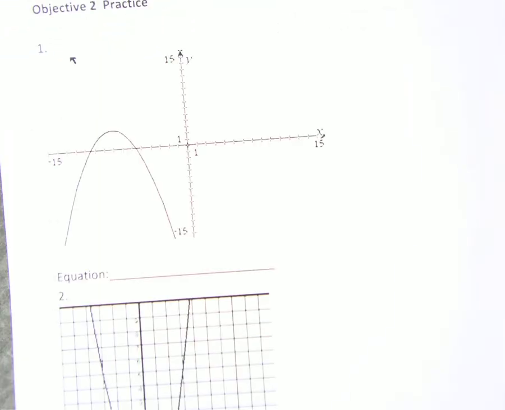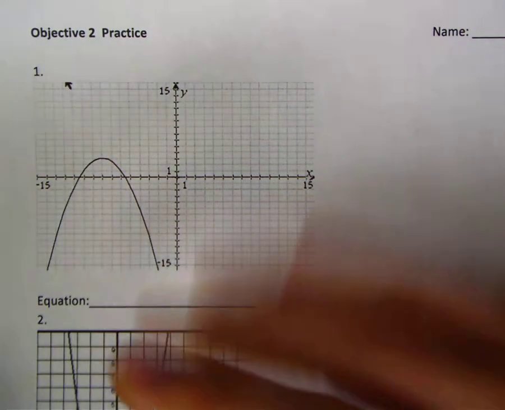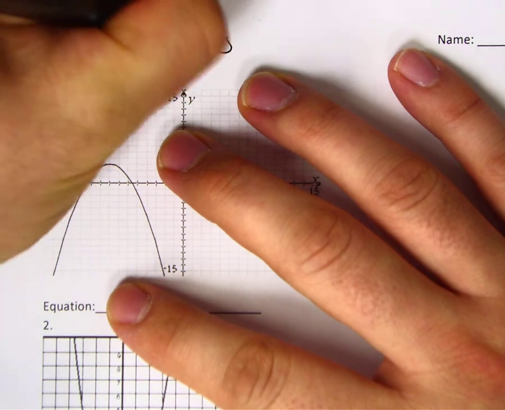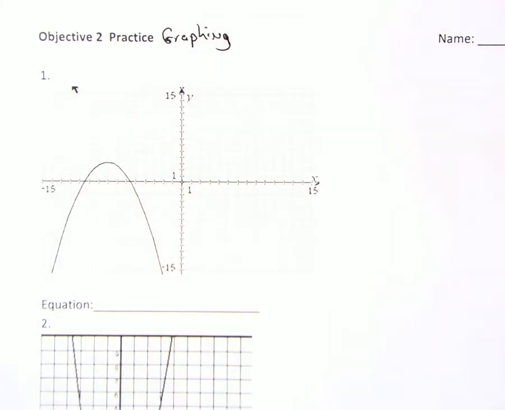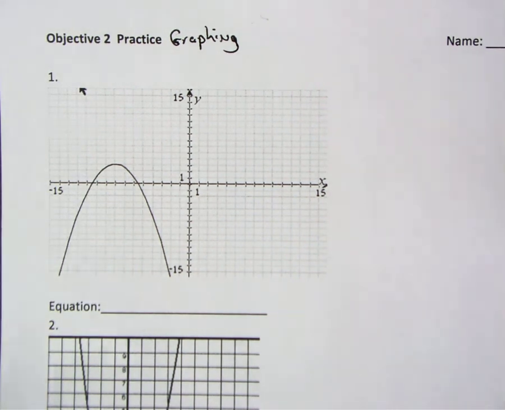Alright, go ahead and make sure you have this sheet out in front of you from the back. This is Objective 2 practice, and this is practice on graphing, right? We are writing functions from graphs, right? So some things that we really want to look at when we're writing functions from graphs is, first of all, we've got to look to see what we've got, alright?